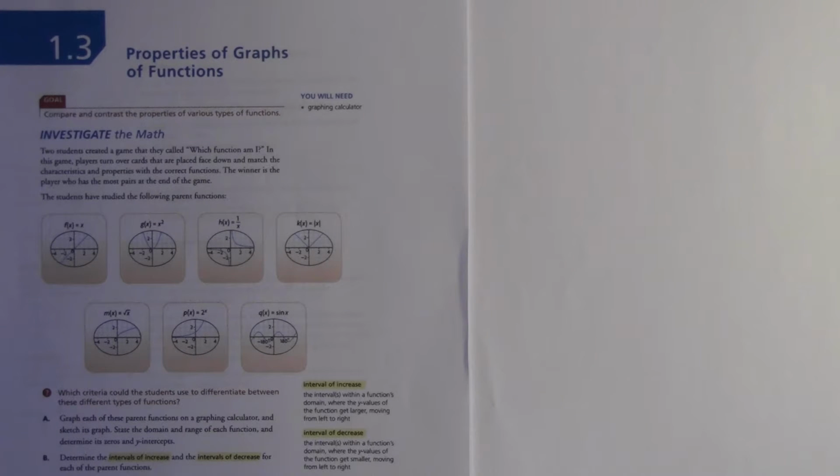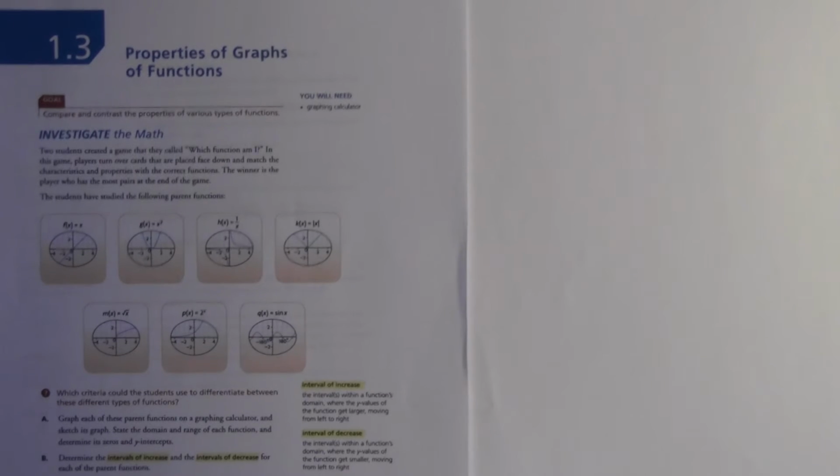Okay, this is section 1.3, page 17 in your textbook. Go ahead, Nicholas. Properties of graphs and of functions. Investigate the matter. Two students created a game that they called Which Function Am I? In this game, players turn over cards that are placed face down and match the characteristics and properties with the correct function. The winner is the player who has the most pairs at the end of the game.